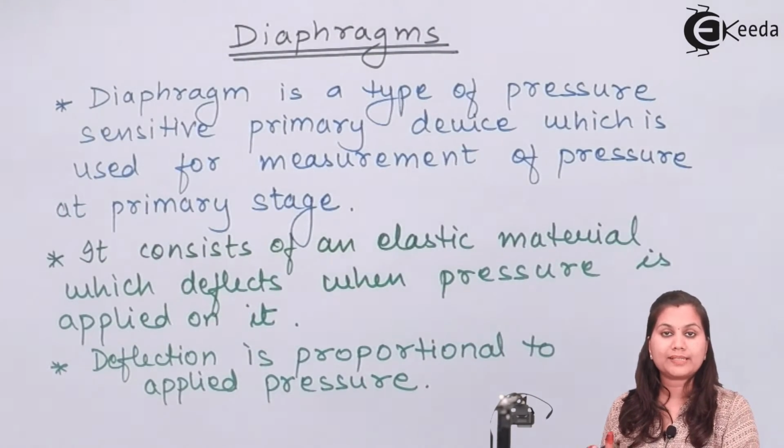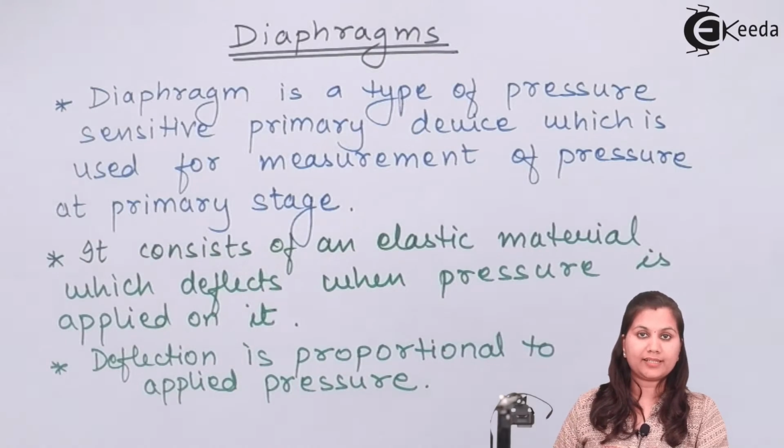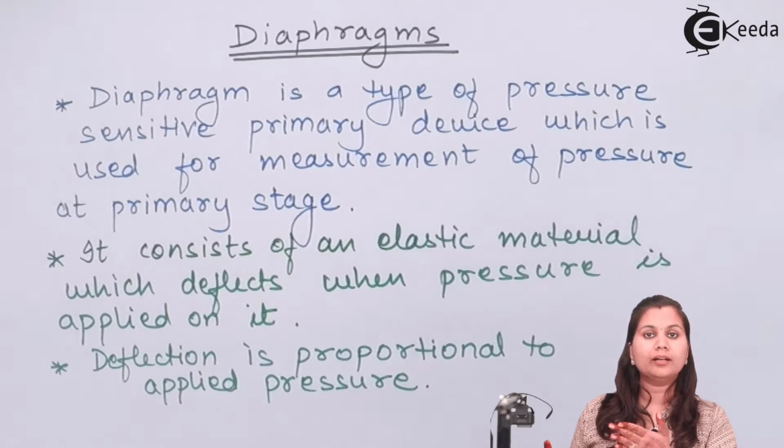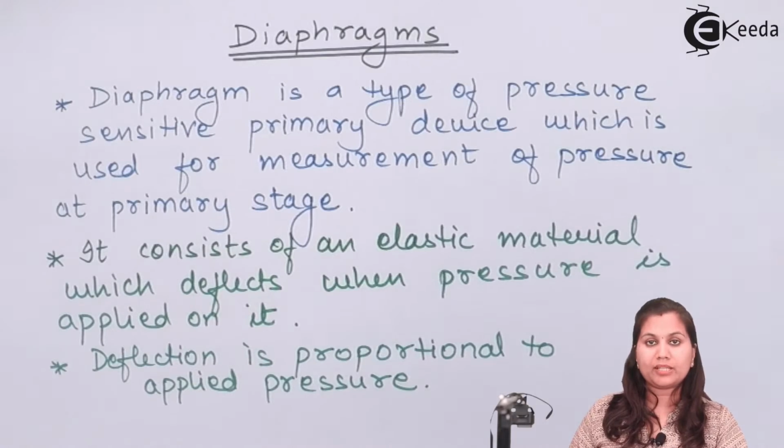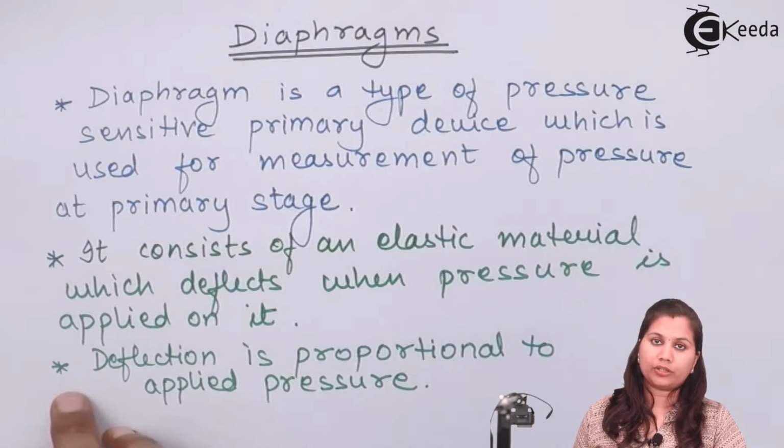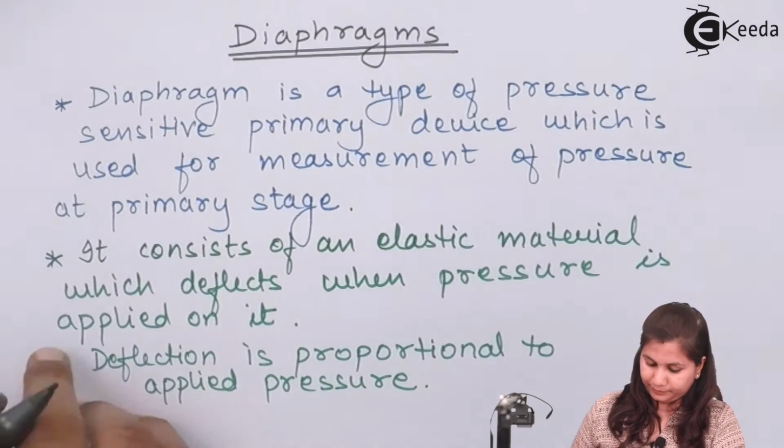So by measuring the displacement or the deflection of the elastic material, we are measuring the pressure. So that is the working principle of the diaphragms, that the diaphragm also consists of an elastic material which is going to change its shape when the pressure is applied on it. So by measuring that deflection, we can measure the pressure.